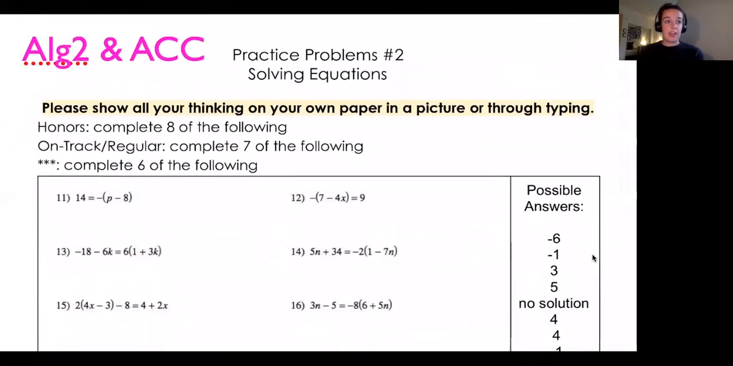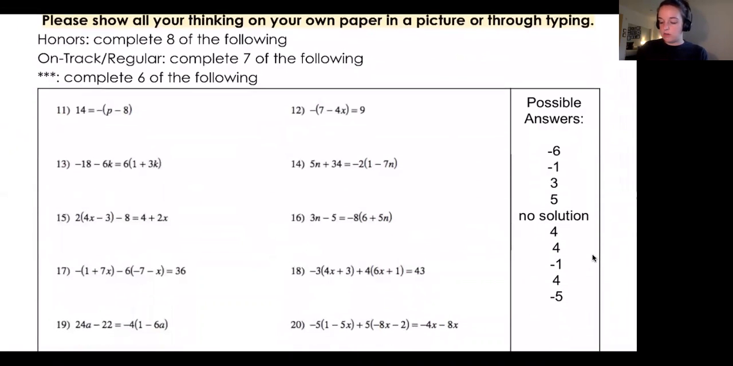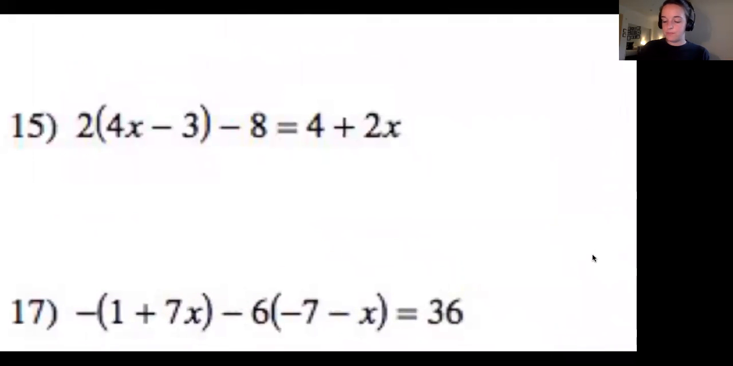We're going to go ahead and look at number 2. So this is Algebra 2 and Accelerated, number 2. For this one, we are solving equations, and that means we want to get x by itself. So x equals a number. In this case, we might see some distribution. I'll go ahead and do number 15. I may see some distribution, and I'm going to need to combine like terms if they're on the same side. And if they're on different sides, I need to do the opposite in order to move them to the other side. So I'm going to start by distributing.